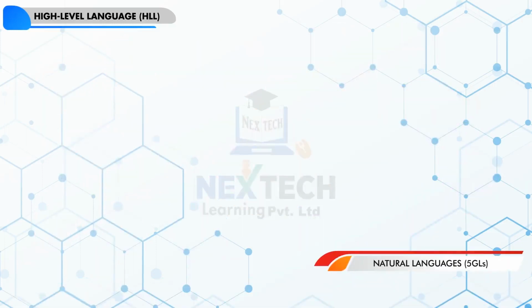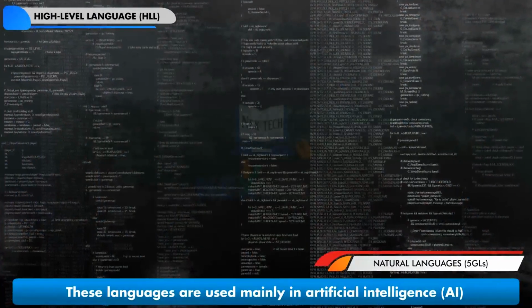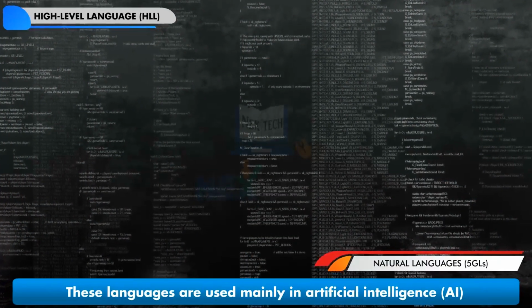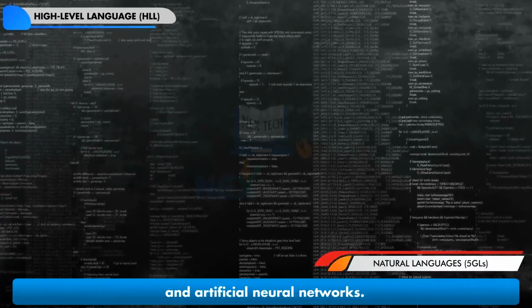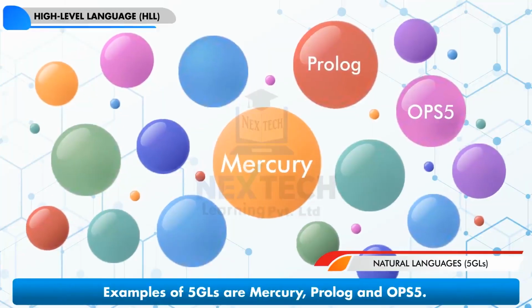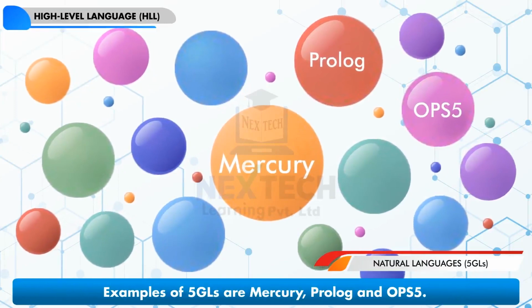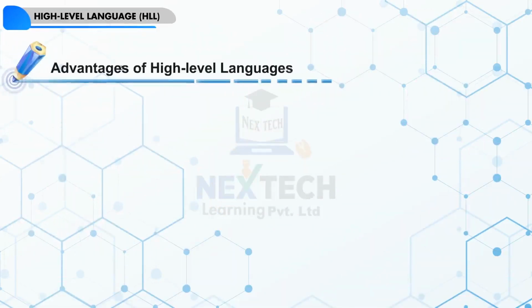Natural languages, 5GLs. These languages are used mainly in artificial intelligence, AI, and artificial neural networks. Examples of 5GLs are Mercury, Prolog, and OPS5.